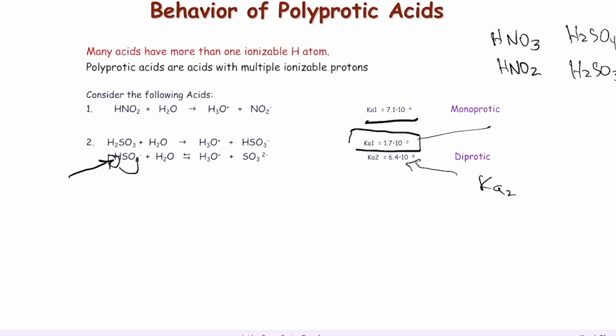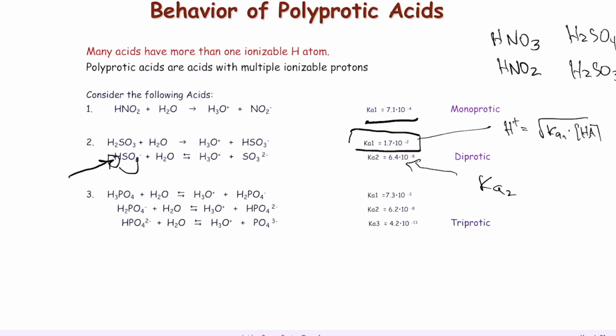Because these things are treated separately, you can do H plus is equal to Ka1 times the original concentration of your acid. You can do that. The second one needs a little bit more explanation. You'll see that in the time left.